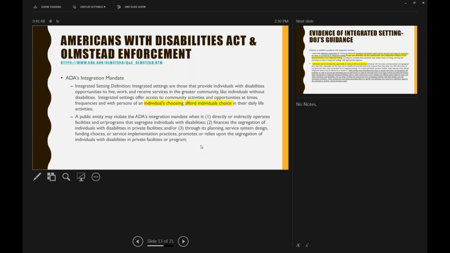So it's important to consider the programs that y'all might work with, either that you represent or that you work with. How does it appear on paper that you're offering, one, informed choice, and secondly, that the services and the programming are provided in an integrated setting?